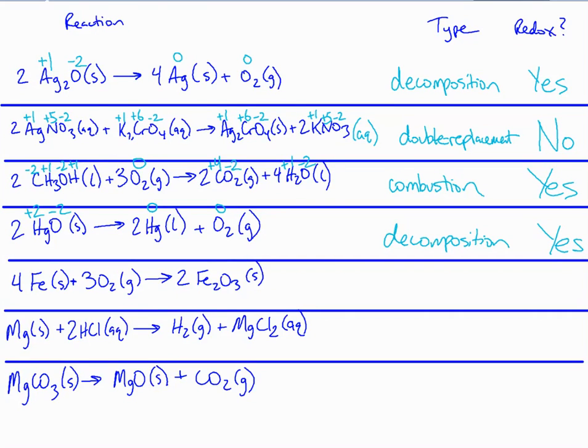In the next one, we have iron in its elemental state, oxygen in its elemental state, both with oxidation numbers of 0. Then we have iron(III) oxide. So the oxygen is -2, the iron is +3, and so we have redox, yes. And this one, the type, we have two reactants becoming one product. This is a synthesis reaction.